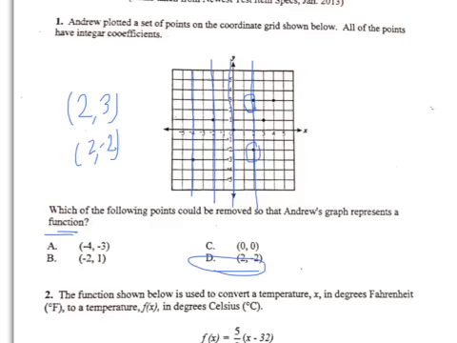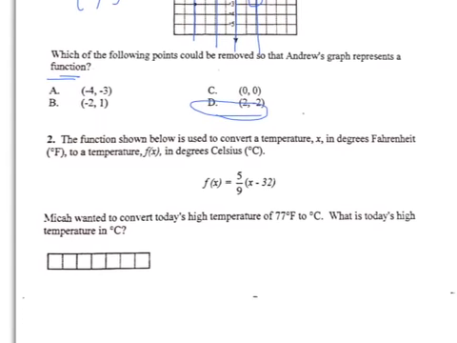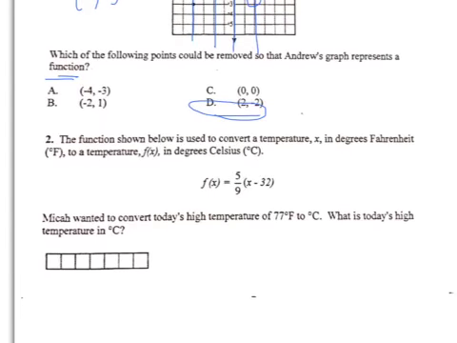All right, moving on to number 2, we're given a function and we are told that we need to convert today's high temperature of 77 degrees Fahrenheit to Celsius. And in our problem, we're told that degrees Fahrenheit is given in terms of x and degrees Celsius is in terms of f of x. So 77 degrees Fahrenheit is the x.